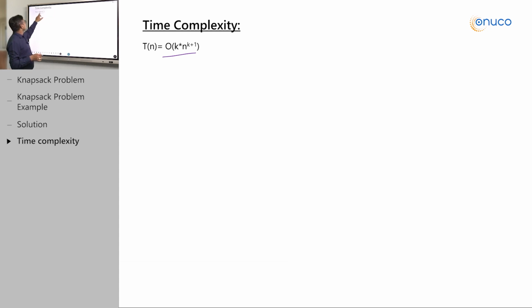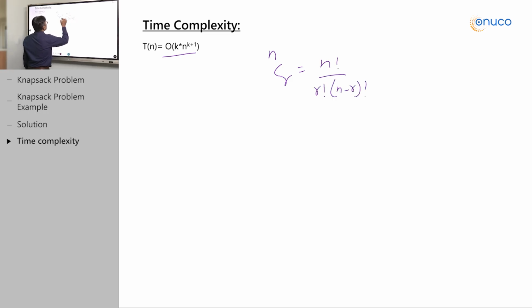If k is n, then it is n into n to the power n plus 1, so n to the power n complexity will come. So it depends on the value of k. If k is smaller, the complexity will be lesser. If k is larger, the complexity will be larger. So where did it come from? From the combinatorics problem nCr, which is n factorial divided by r factorial into n minus r factorial. So out of n we are selecting r items.